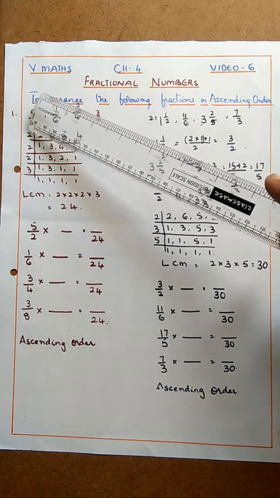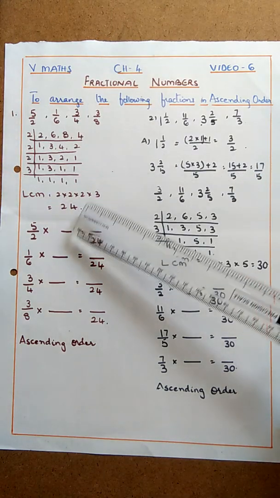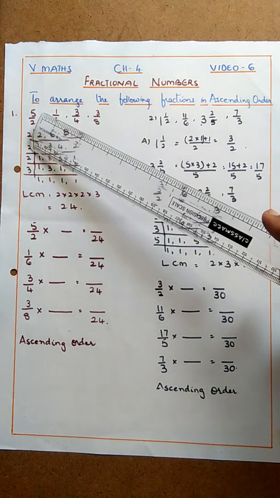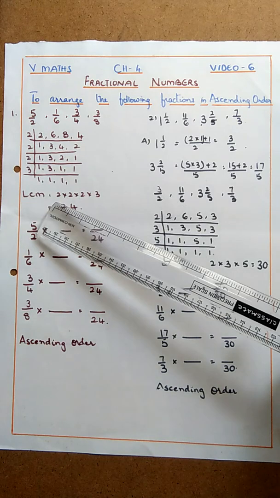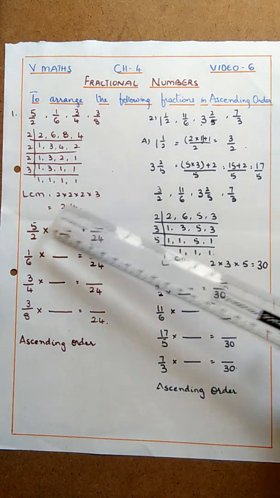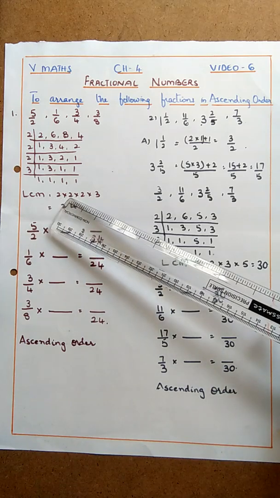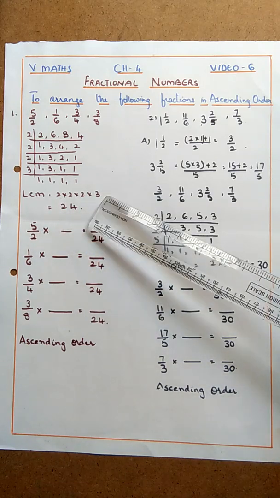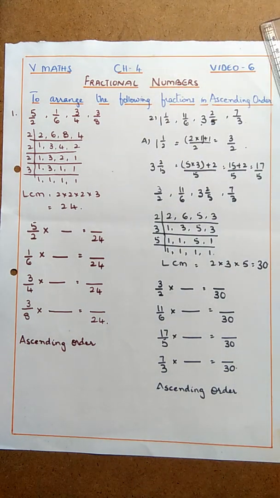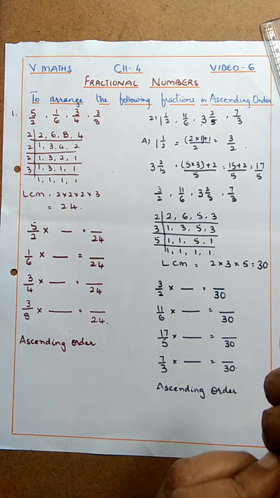So now if you multiply all these numbers, you get the LCM. Now here you have 2, 2, 2 and 3. So 2 into 2 into 2 into 3. 2 2s are 4, 4 2s are 8, 8 3s are 24. So 24 is the LCM of all the 4 denominators.